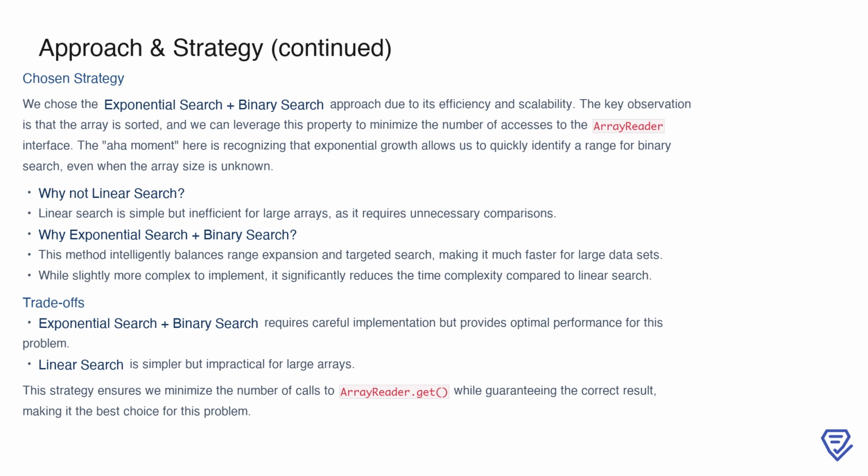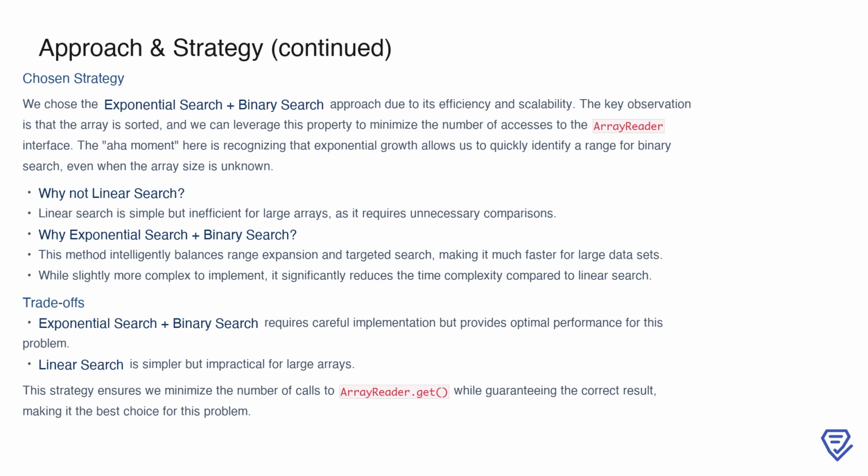The key observation driving this choice is that exponential range expansion allows us to quickly isolate a potential search window, even when the size of the array is unknown. From there, binary search effectively pinpoints the target within the narrowed range. Linear search, while simpler, is impractical for large arrays due to its O(n) time complexity. In contrast, the combination of exponential search with binary search balances rapid range identification and precise targeting, resulting in a logarithmic time complexity overall. Although this strategy requires careful implementation, it offers the best performance for this problem.